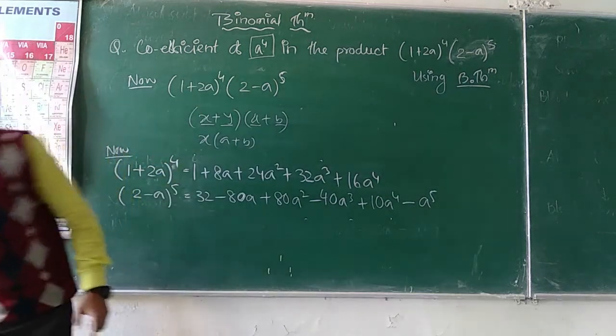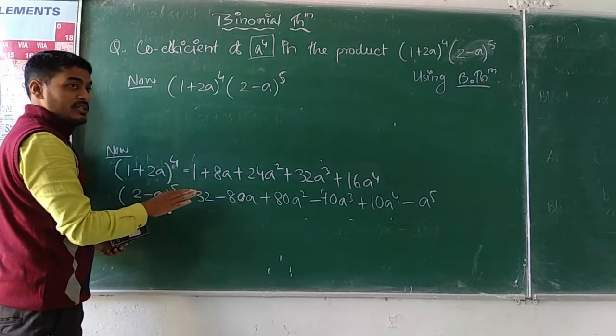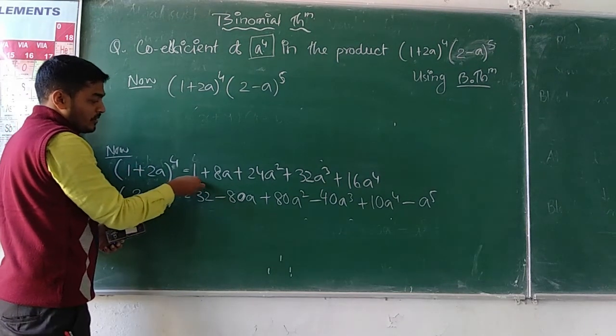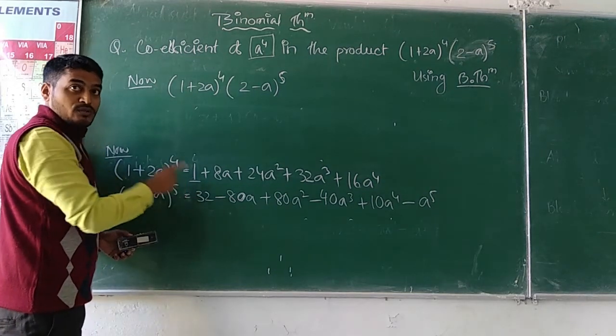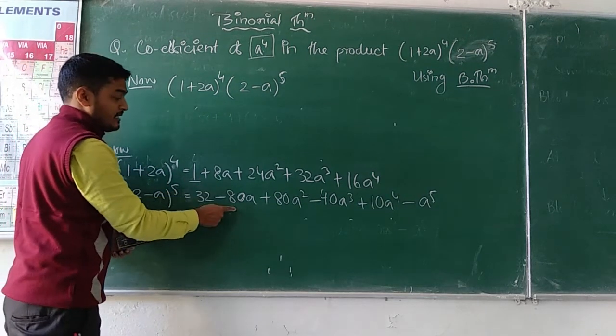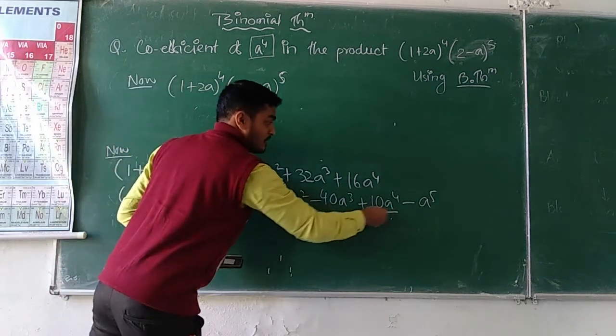It will take time. So I want to identify some terms whose power is 4. So I ask, which term of the second expression should be multiplied with 1 so that we will have a to the power 4. Which term of the second expression should be multiplied with 1, obviously 10a to the power 4.